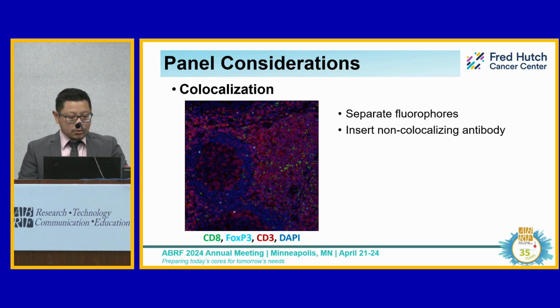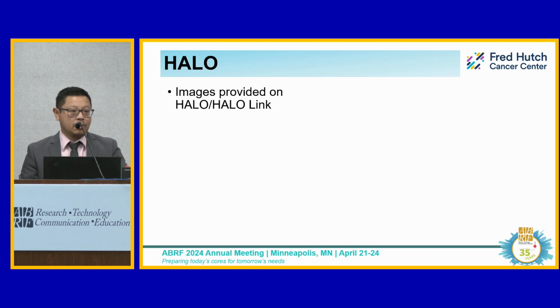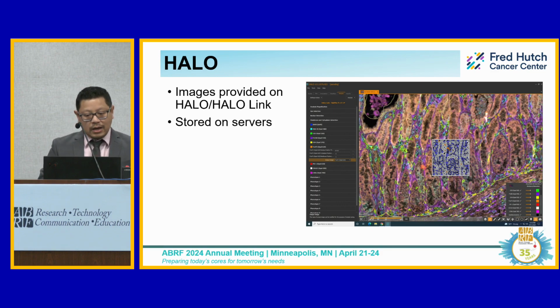All right, so once we've developed our panels fully, we offer them to our investigators in Halo. We provide them in Halo or Halo Link. Halo Link is the web-based image management software. You're able to do analysis in Halo Link as well. Halo is where you set up your algorithms and your positivity thresholds and that sort of thing. Our images are stored on local servers at Fred Hutch, and investigators are able to access them as long as they're VPN'd in or on campus.